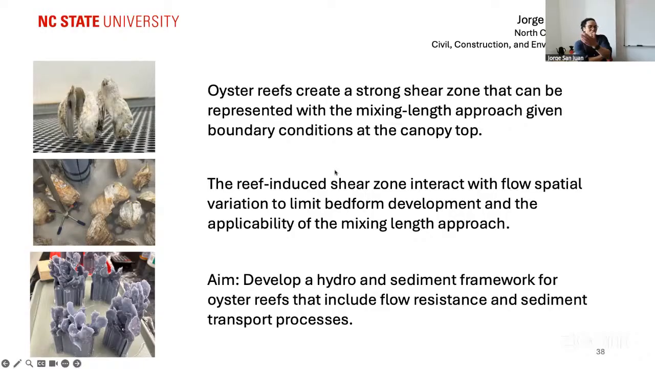And of course, in the flume, it's way trickier to try to reproduce those complexities. I think that's where the dual collaboration, with the flume complementing the field work, or the field work complementing the flume, actually, that two-way collaboration, is where it becomes really relevant.